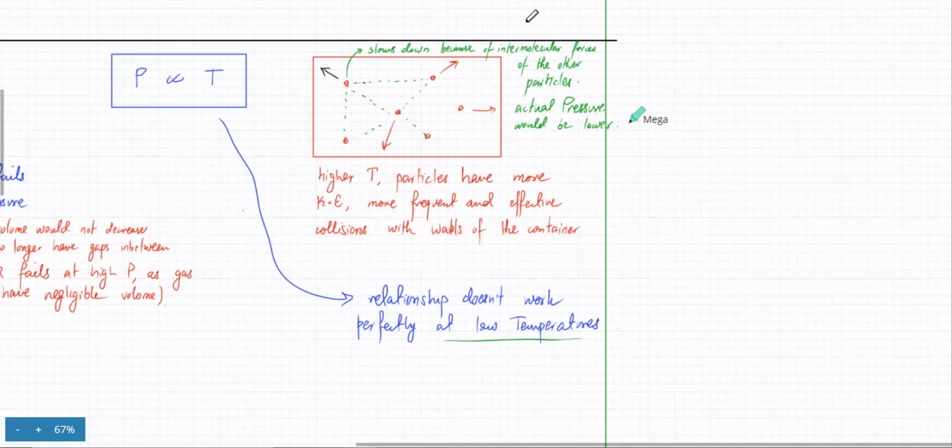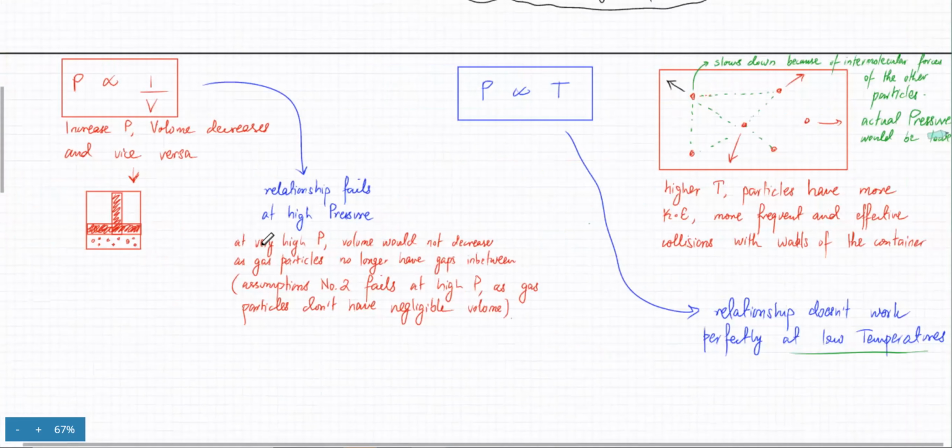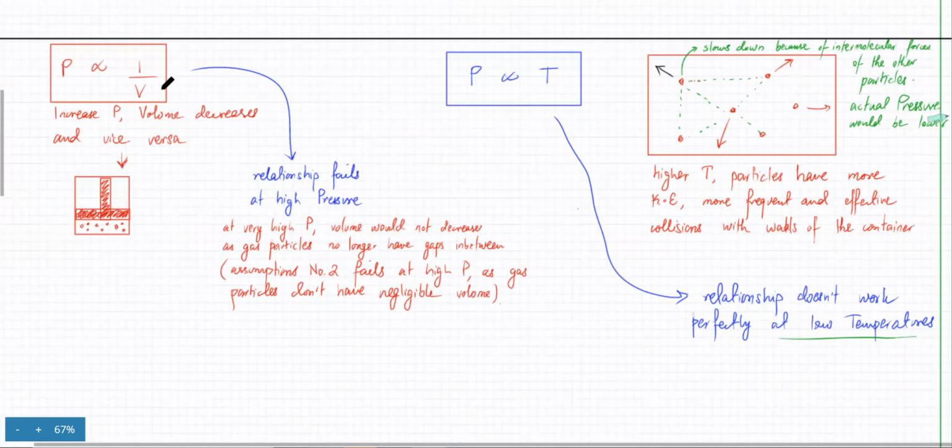So you had these two relationships which work fine. Pressure is inversely proportional to volume. It's a perfect relationship, except that it doesn't really work at very high pressures when the gaps are gone. Then, if you increase pressure, the volume would not decrease. And the second relationship, pressure is directly proportional to temperature. It works perfectly as long as you keep the temperature high enough, as long as the intermolecular forces are negligible, or the particles have enough kinetic energy to overcome those intermolecular forces.